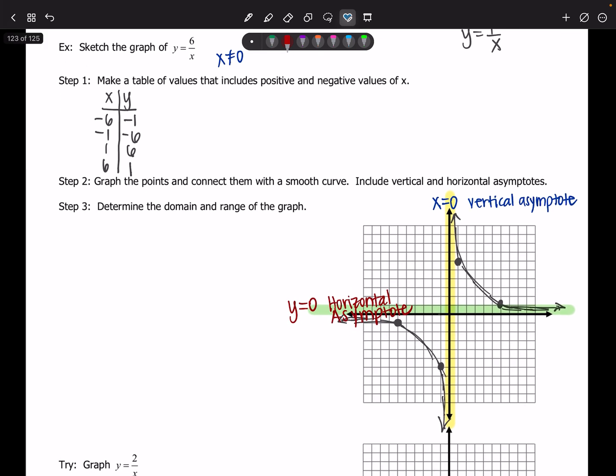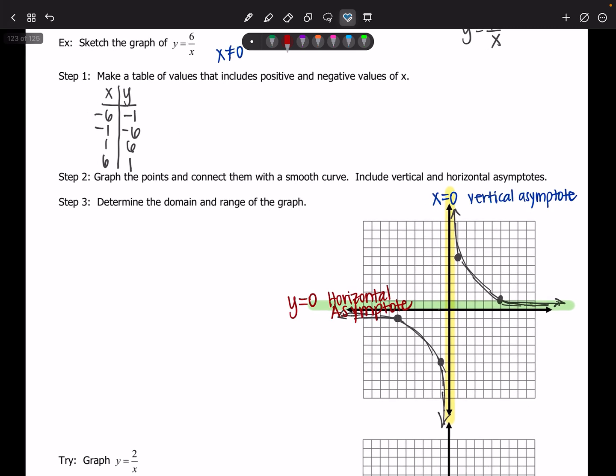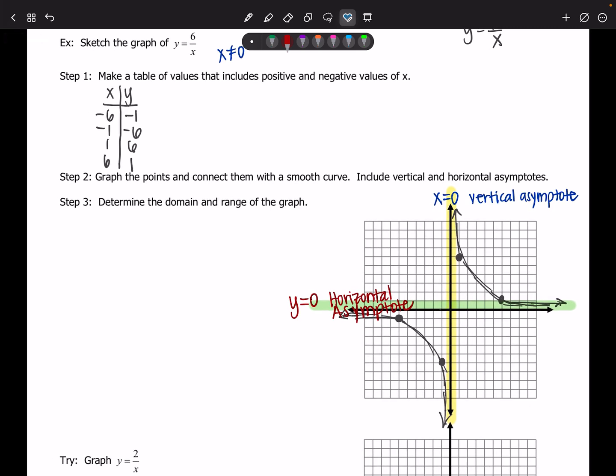So it says graph the points, connect them with a smooth curve. We did that. Include the horizontal and vertical asymptotes. So we've got a horizontal asymptote. I'm going to call that HA. And that's at y equals 0. I should have done this color coded. And then a vertical asymptote, I'm going to call that VA. And that's at x equals 0.